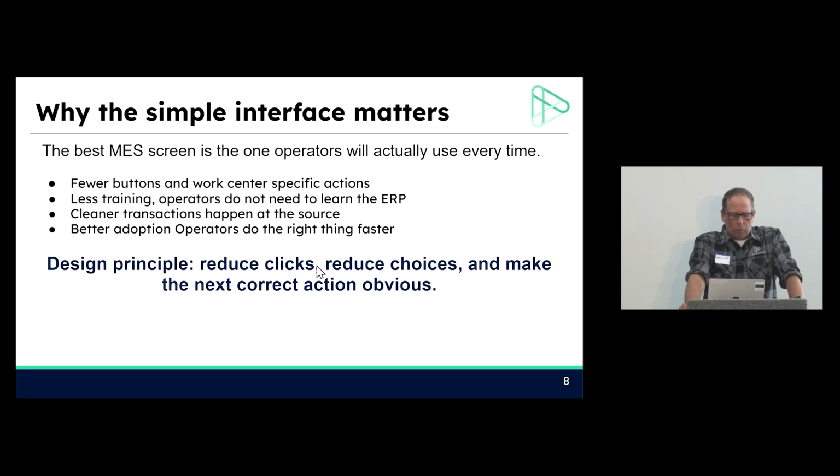And so, kind of what we went through a little bit earlier, why that simple interface matters: fewer buttons, work center specific actions. What I like about the node is that when I'm at work center A, that's the work I'm seeing. Your operator is not looking through a sea of work orders wondering, is that at this machine or at this machine? It's focused directly down to the place that they are at. Again, less training. Operators don't need to learn the entire ERP. It's as simple as, here's my job, I hit start, I hit stop.